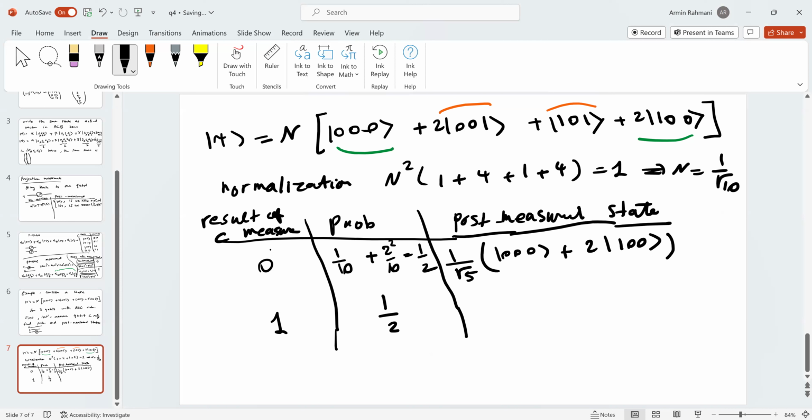Similarly, if I measure 1 for C, then these two states that have C equals 0 should go away. So I'm left with 2 times 0, 0, 1 plus 1, 0, 1. And again, the normalization will be 1 over square root 5. Okay, so that's an example where we have 3 qubits, we measure 1.